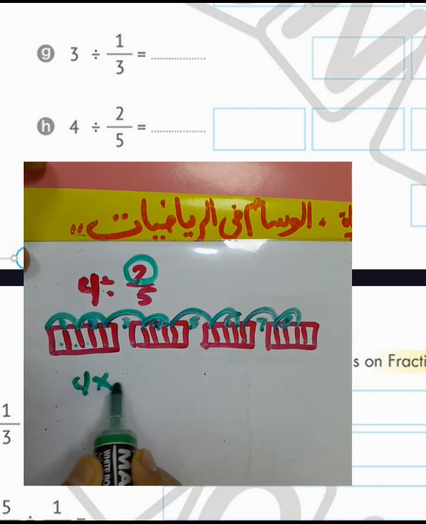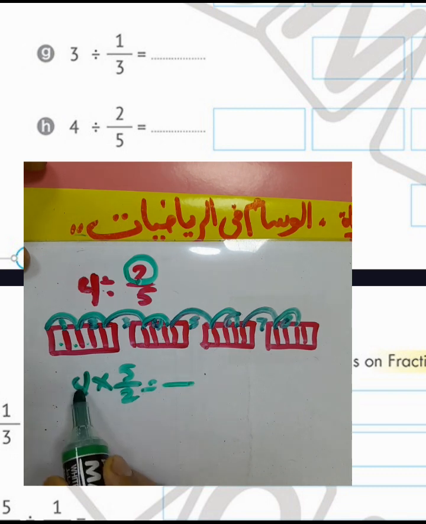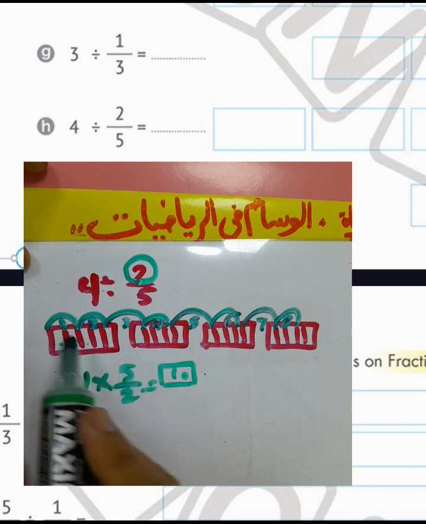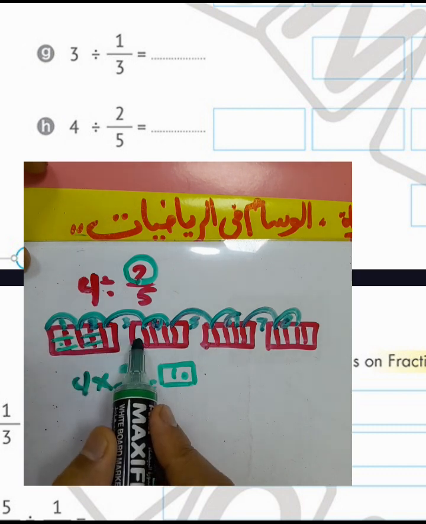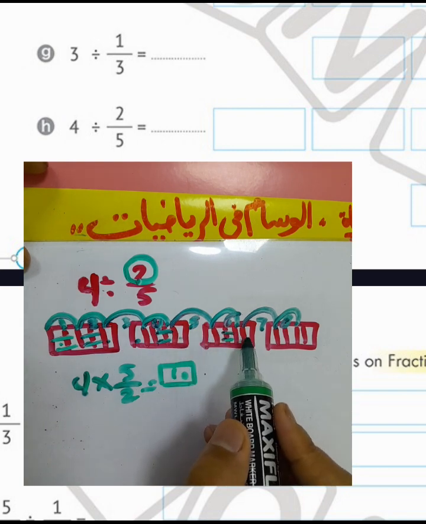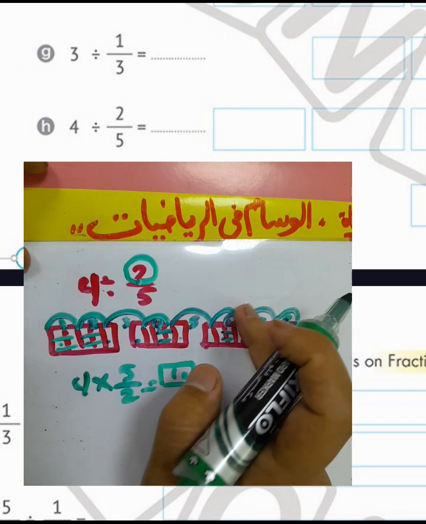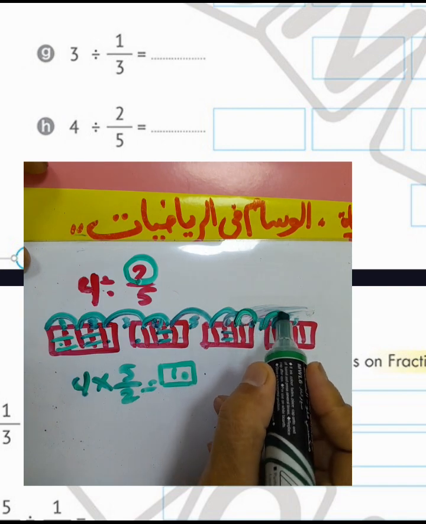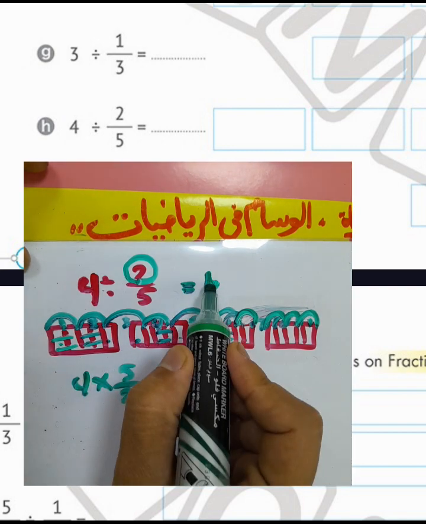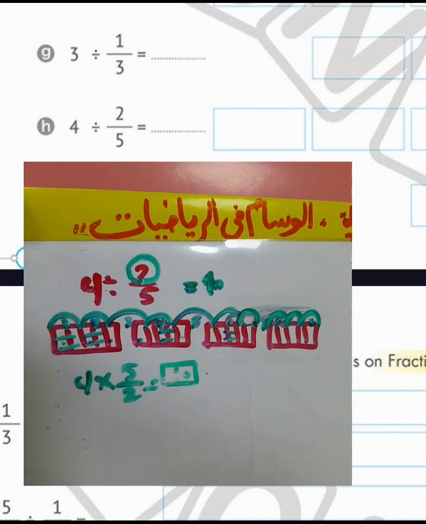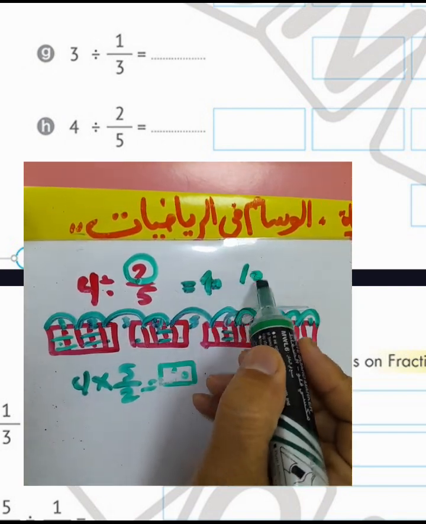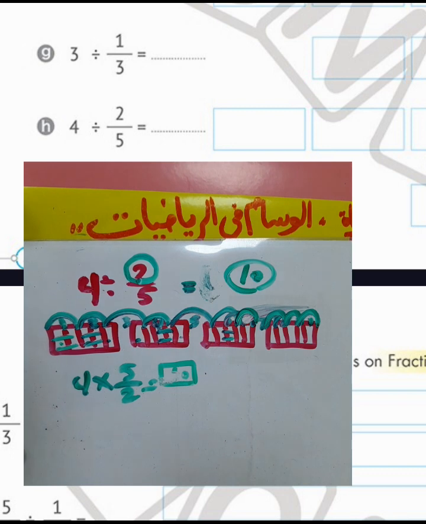Again, 4 times 5 over 2: 4 times 5 is 20, divided by 2 equals 10. Then we have 10 here. Counting again: 1, 2, 3, 4, 5, 6, 7, 8, 9, and 10. Then 4 divided by 2 over 5, the result will be 10.